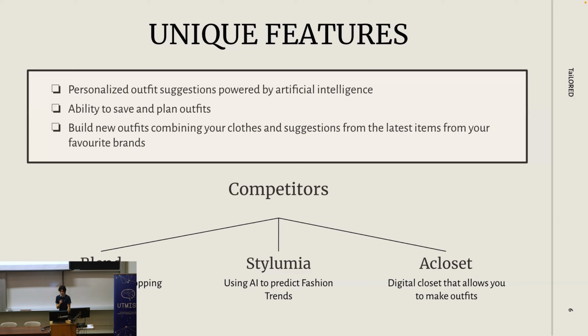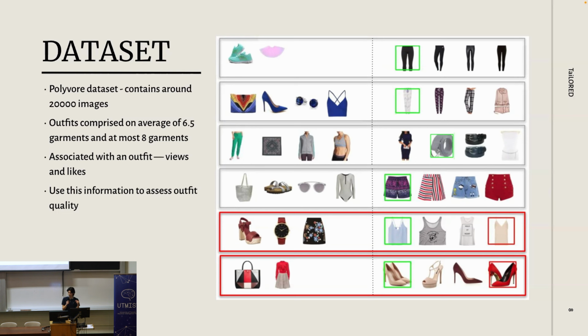Now for the model, we're going to start with talking about the data set. We're using the Polyvore data set, which contains around 20,000 images, all of single individual garments, which then are part of one overall outfit. Each outfit is comprised of an average of 6.5 garments and at a max of 8. And each of these outfits is associated with an amount of views and likes. Using these views and likes is how we'll assess our model quality.